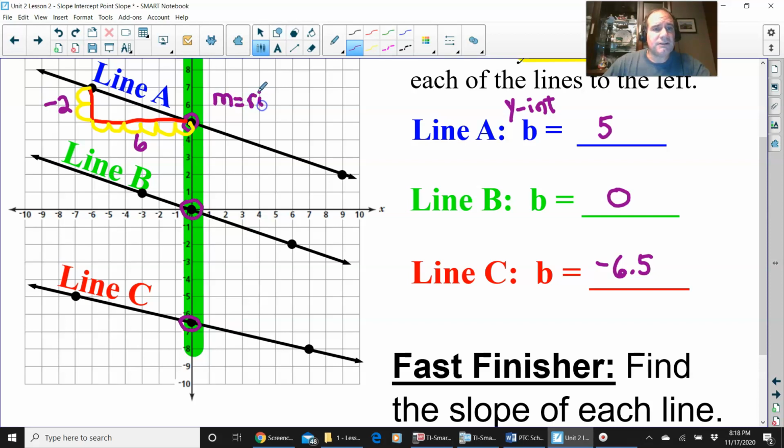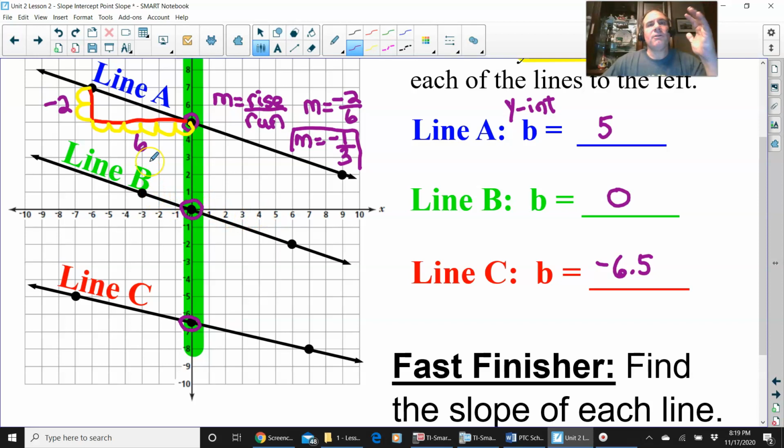Remember, this is rise over run because this is a graphed line. And m equals, for line A, -2 over 6, which could reduce to -1 over 3. That's the slope.